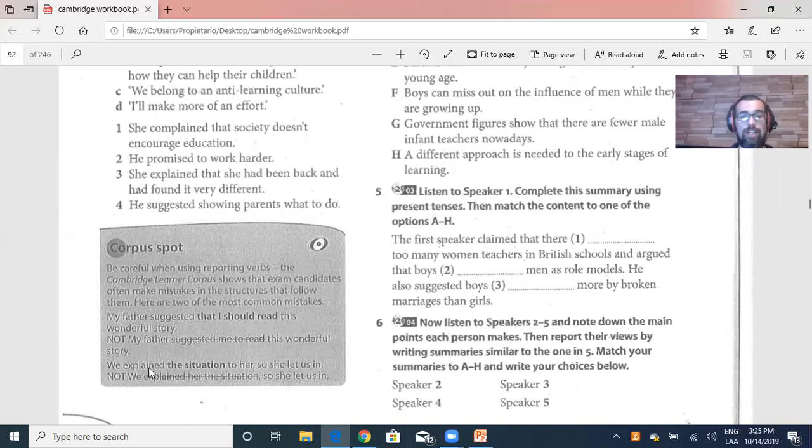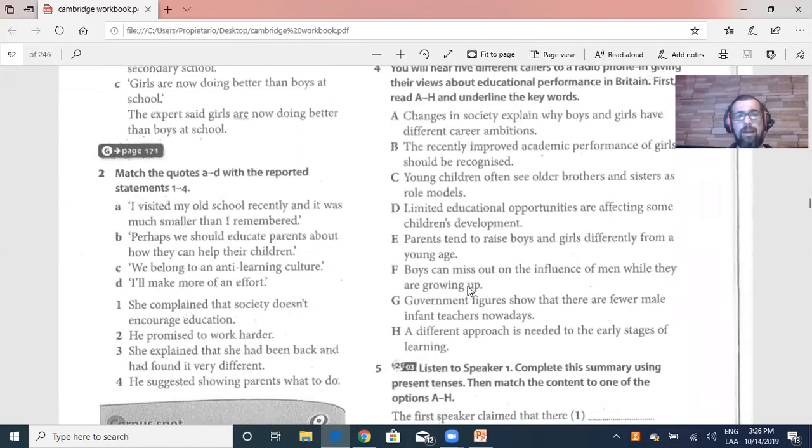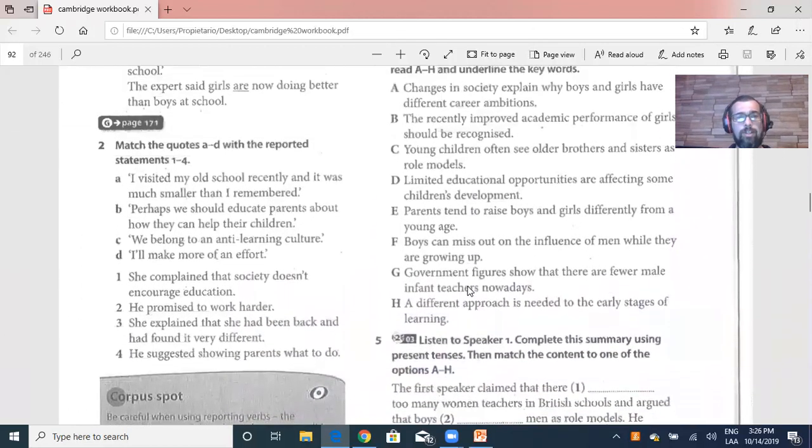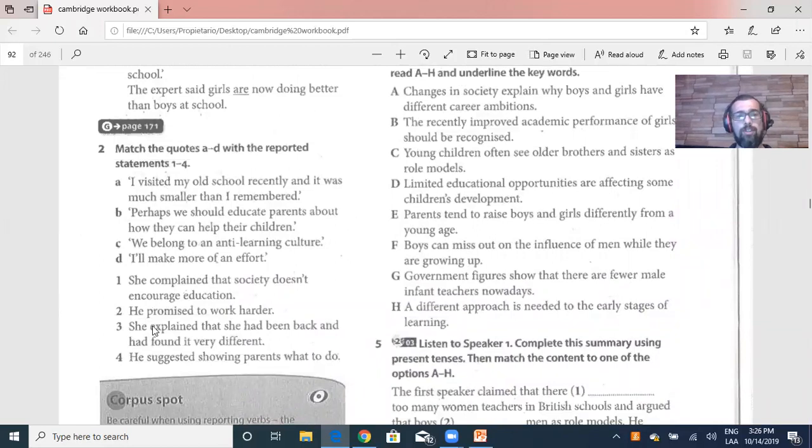Or for example, with the verb explain, we can't put a pronoun right after it. For example, here, "we explain her the situation." We can't say that. We need to say "we explain the situation to her." So again, these are some rules that we are probably not that familiar with and that can help us a lot. So let's do this practice over here, part two, which says match the quotes A and D with the reported statements 1 and 4. Let's do that right now. You can pause the video for a moment so that you can do this part.